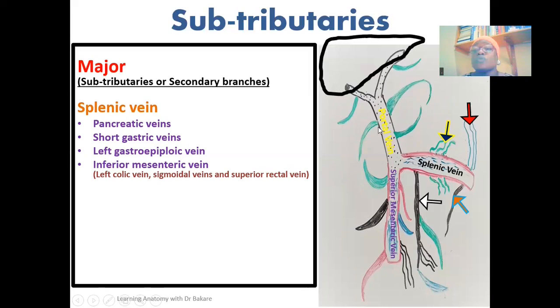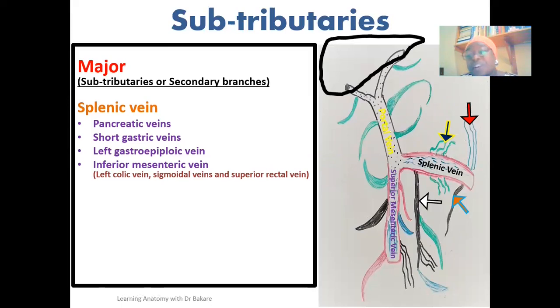Remember that it is the superior mesenteric vein that unites with the splenic vein to form the portal vein. So the inferior mesenteric vein unites with the splenic vein before the splenic vein finally unites with the superior mesenteric vein to form the portal vein. So that is the kind of pattern that is seen around that region.